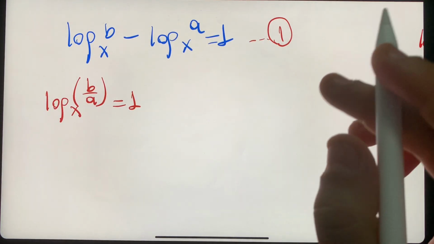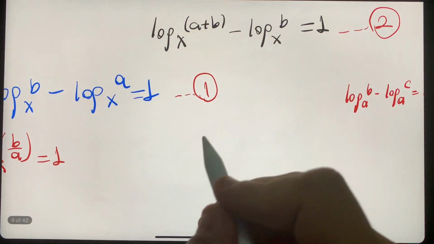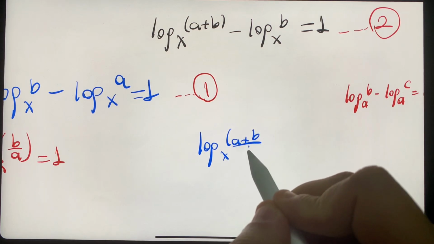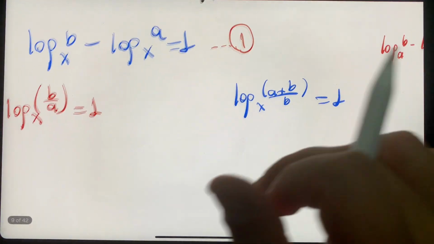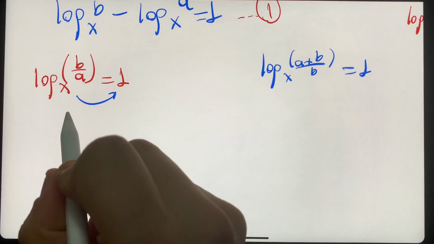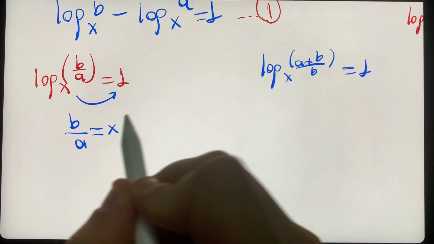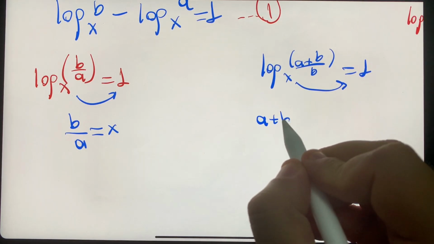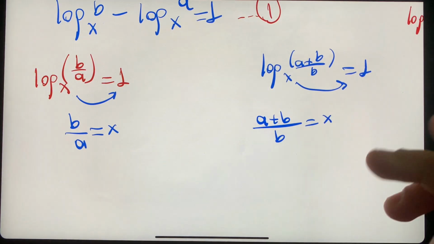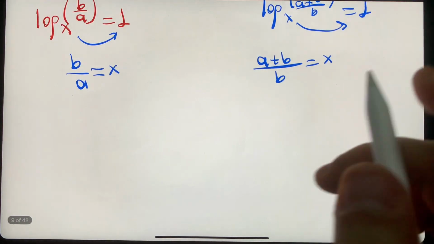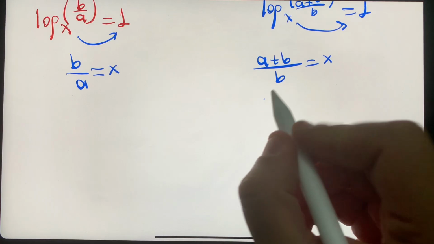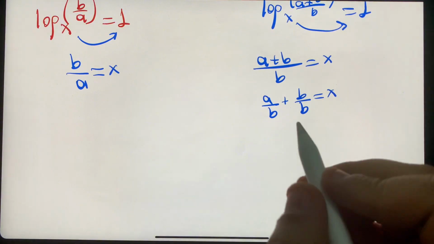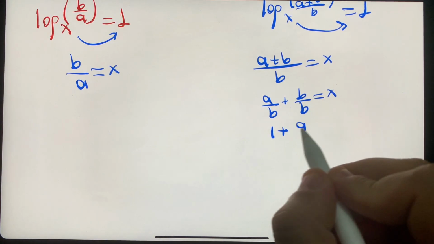In the other equation, logarithm base x of a plus b over b is equal to 1 again. What will be the feature of logarithm? From here, b over a is x, and again due to the feature of logarithm, a plus b over b is equal to x. Let's edit this a little more. It wouldn't be nice to stay like this, so we can write them separately: a over b plus b over b is equal to x. What happens in this case? 1 plus a over b is equal to x.